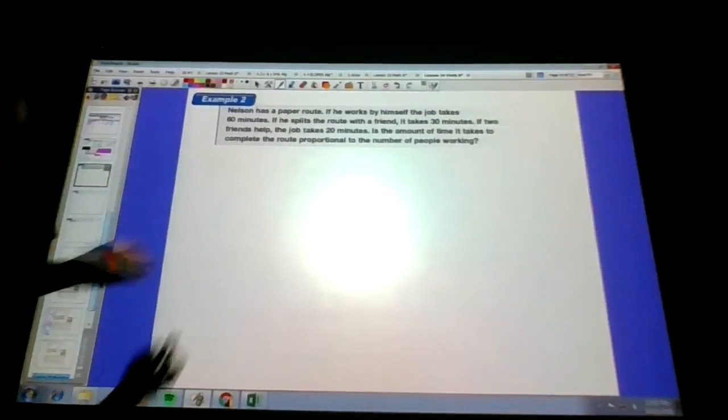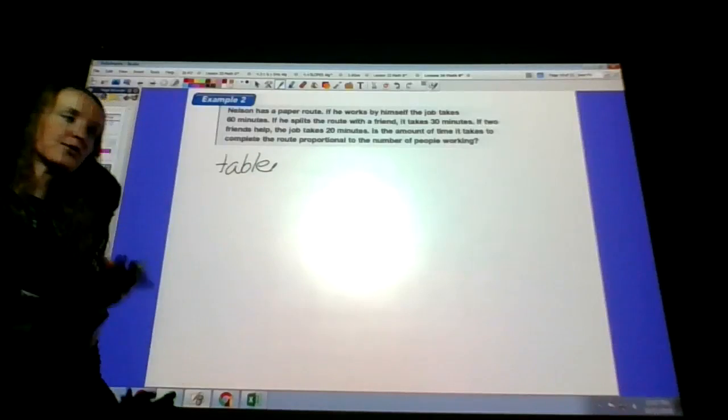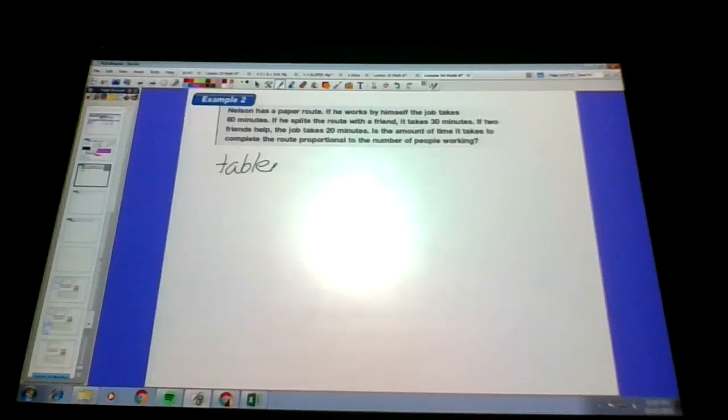Yeah. What are we going to create right away? Table. Okay, let's create a table. I like that. So as soon as you see proportions, you got to do a table. Yeah, that's fine. I don't care where you do it.